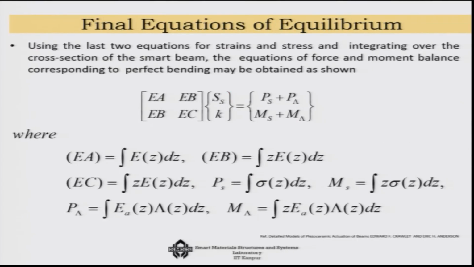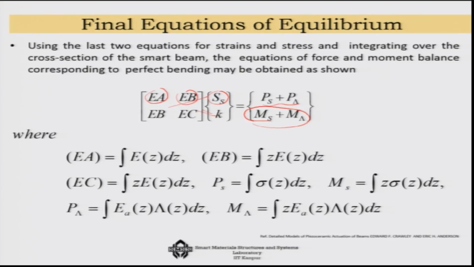So, we can get from this the final equations of equilibrium by using all these conditions. We can get it as E A times S S and E B times kappa. That will give us P S plus P lambda. So, that is the total from the force balance point of view. Similarly, from the moment balance point of view, E B times S S and E C times kappa will give us M S plus M lambda.